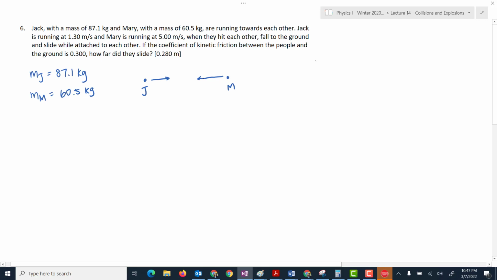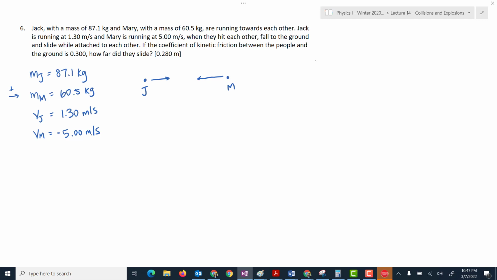Okay, so Jack is running at 1.3 meters per second, so I'll say positive is to the right, so the velocity of Jack, who's going to the right, is 1.3 meters per second. And Mary, who has to be going the opposite direction, so that would be velocity of Mary is a negative 5 meters per second. When they hit each other, they fall to the ground and they slide while attached to each other. Okay, if the coefficient of kinetic friction between the people and the ground is 0.3, how far did they slide?